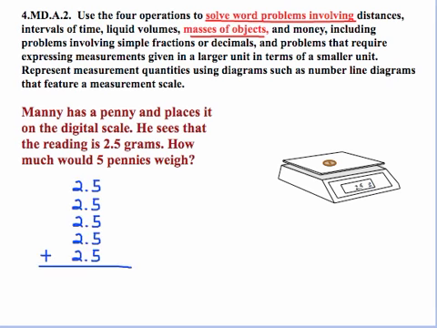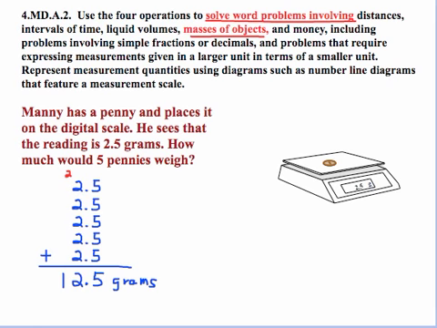One approach, since we only have 5, is to just use addition. So if we take the 2.5 and write it down 5 times, make sure that we line up the decimals. Now it's simply a matter of adding. So we add up all our 5s, that's 25. Then we add up all our 2s, that's going to be 12. And again, students should have already had some experience with what to do with the decimal point. So 5 pennies would weigh 12.5 grams.